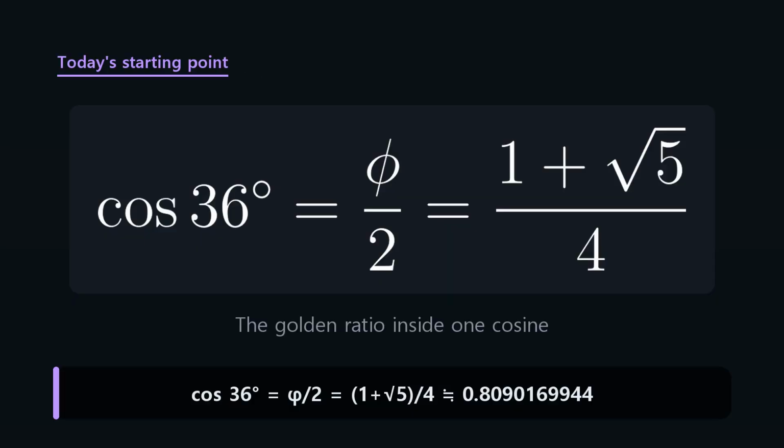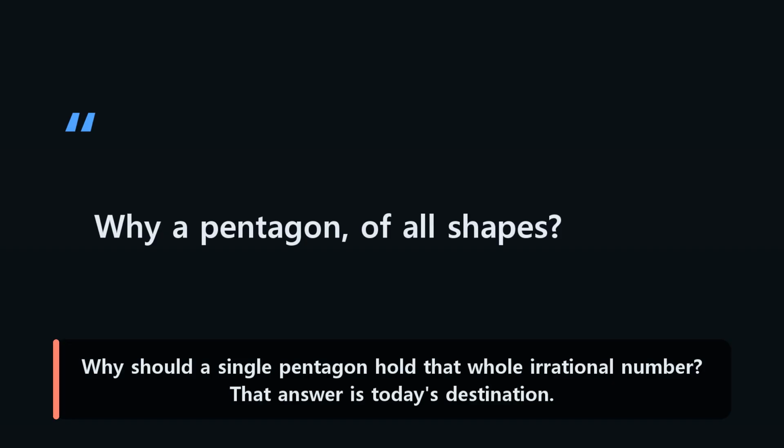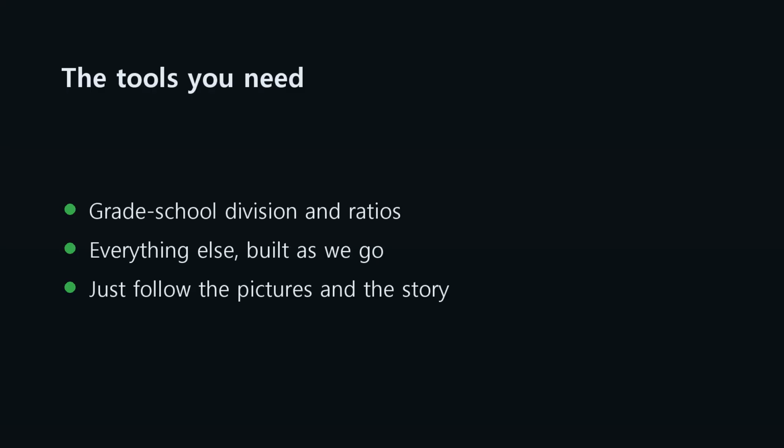The real starting point is this one fact. The cosine of 36 degrees is exactly half the golden ratio. Why should a single pentagon hold that whole irrational number? That answer is today's destination. Let me reassure you. The only tools you need are division and ratios. Everything else we will build as we go.